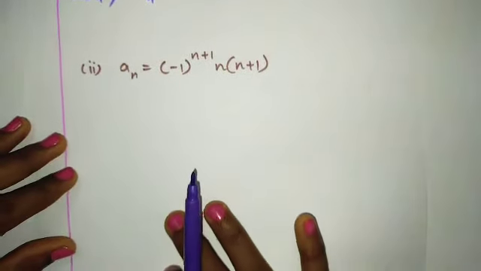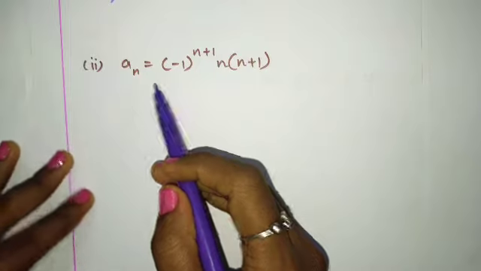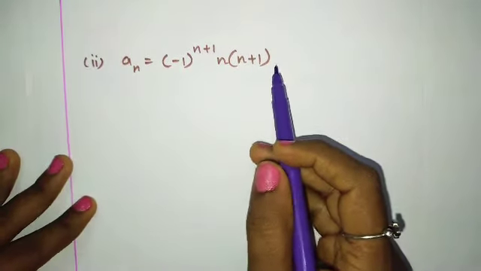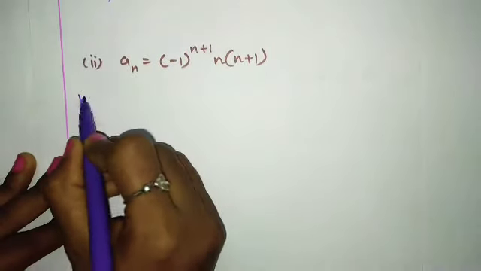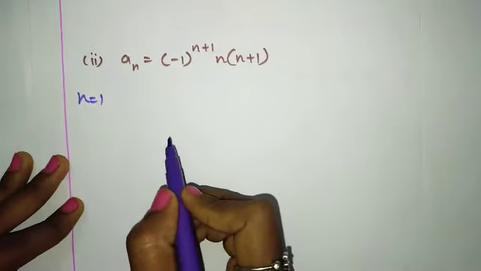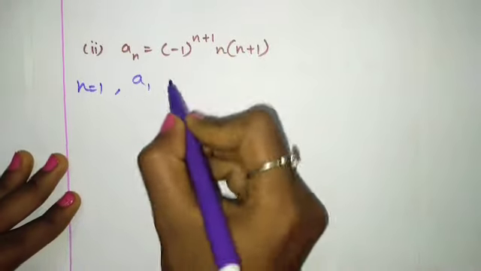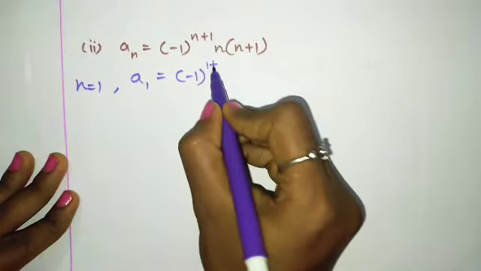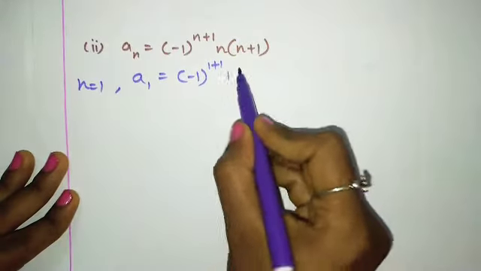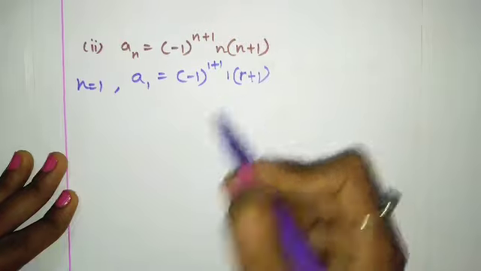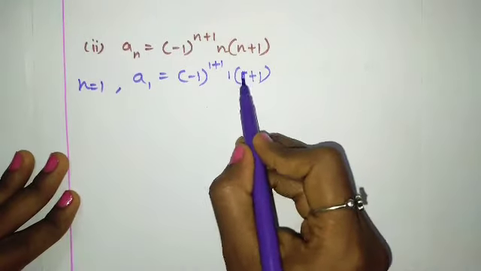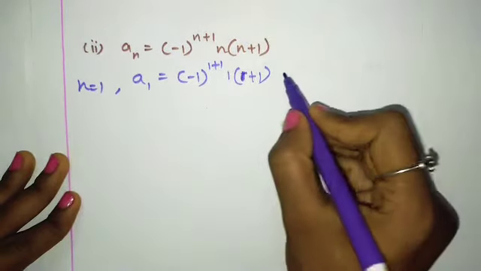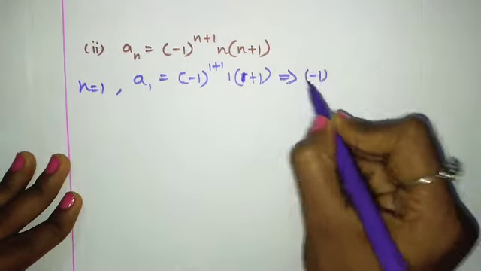Okay. So they have given the nth term. That is an is equal to minus 1 to the power of n plus 1, n into n plus 1. So now similarly you have to take n is equal to 1 for the first term. That is A1. So A1 is equal to minus 1 to the power of 1 plus 1, 1 into 1 plus 1. So 1 plus 1 is what? 2. So which is minus 1 whole square.